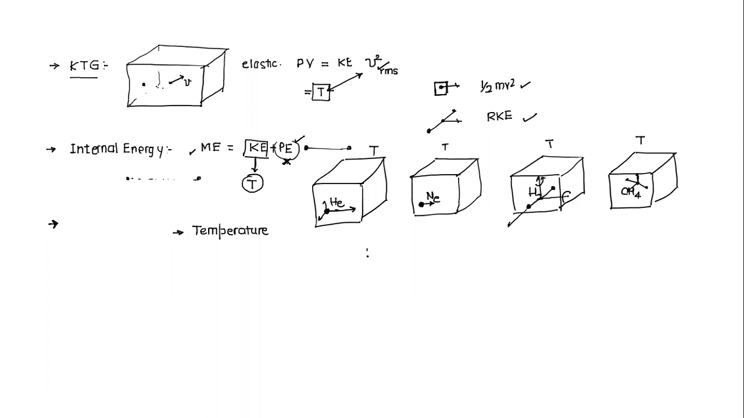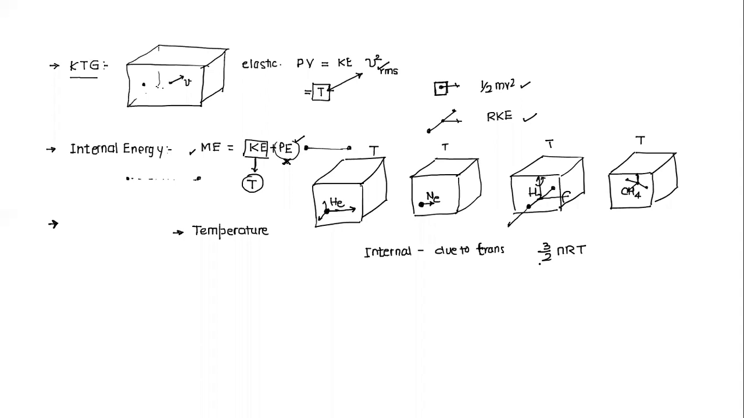So what is internal energy? Internal energy, I'll write in two forms. Internal energy only due to translation: if we have translation, all three directions will have the same. Only due to translation, the internal energy is 3/2 nRT.